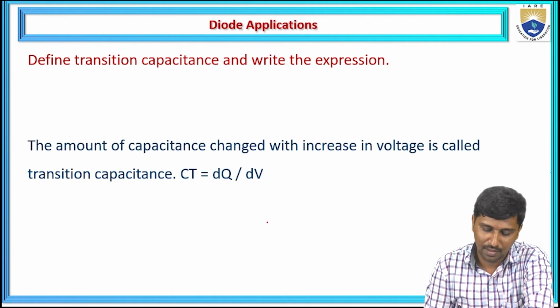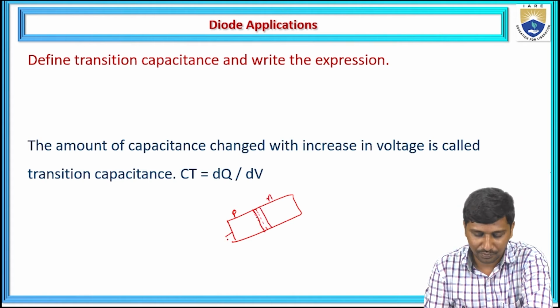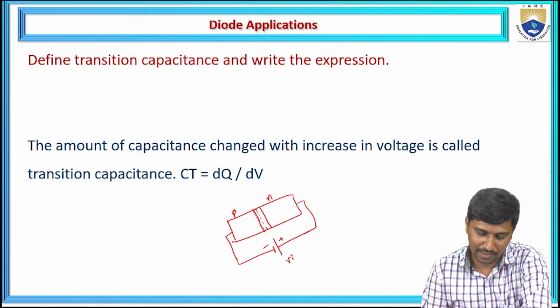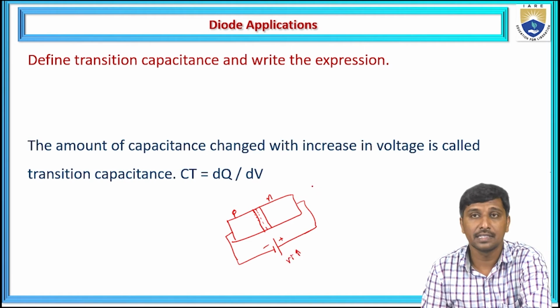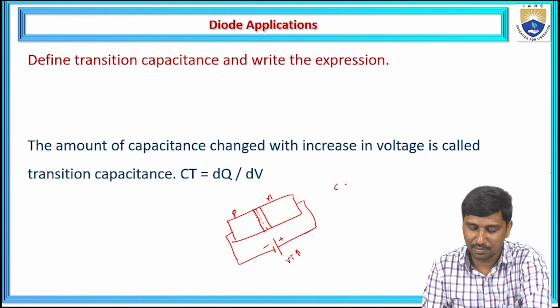If you observe the normal PN junction diode, this is P, this is the normal intersection point, this is the diffusion region, depletion layer, and this is N type. When P is connected to the negative terminal of the battery and N is connected to the positive terminal of the battery, then VA increases and the depletion width increases. If you observe the capacitor principle, what is the capacitor principle? A capacitor contains two conducting plates.